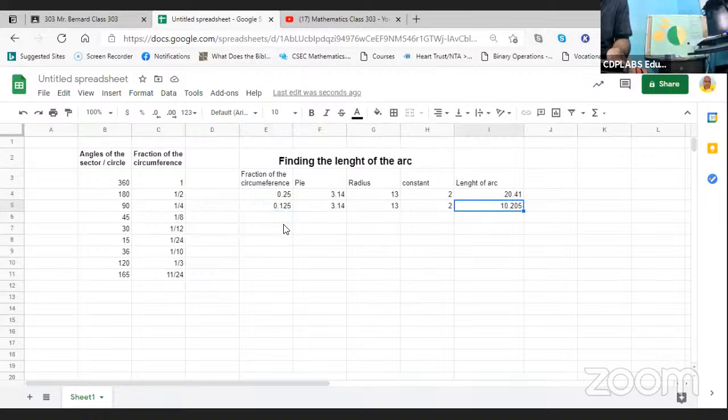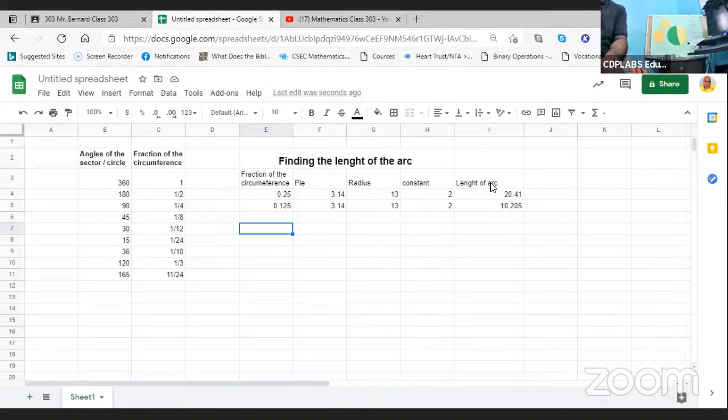We're going to continue this in our other class. We're going to start from here in our other class. But I just wanted to make the point that you can use the angle of the sector to determine the fraction of the circumference. When you get the fraction of the circumference, we multiply it by pi, the radius, and the constant, which is 2, and that will give you the length of the arc. Is that clear?